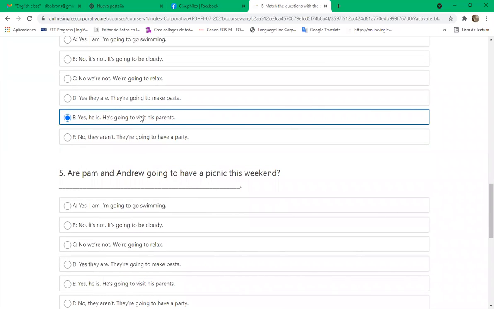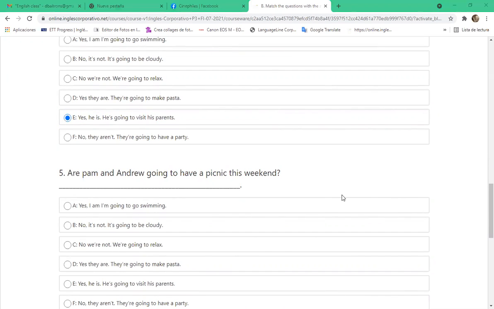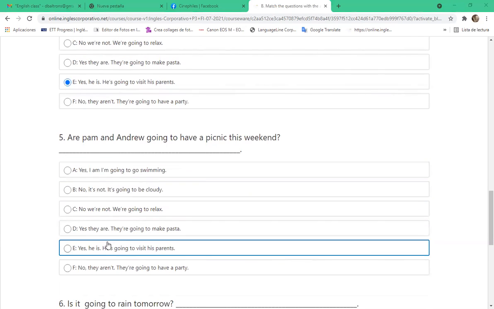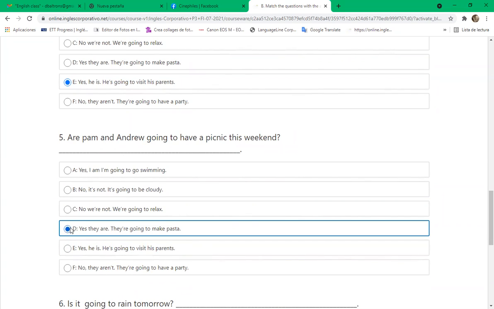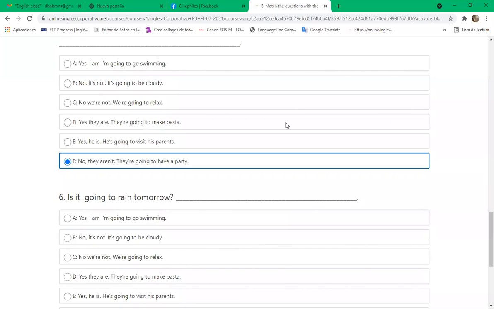Good. Number five, it says, are Pam and Andrew going to have a picnic this weekend? Yes, they are. They are going to have a party. I'm sorry, are Pam and Andrew going to have a picnic this weekend? No, they aren't. They're going to have a party. Eso es lo que vamos a practicar.